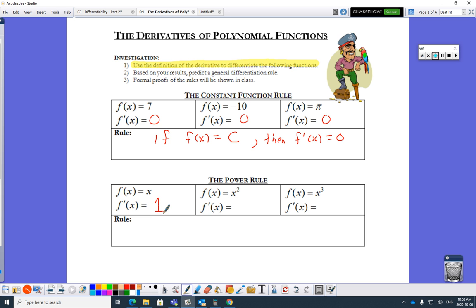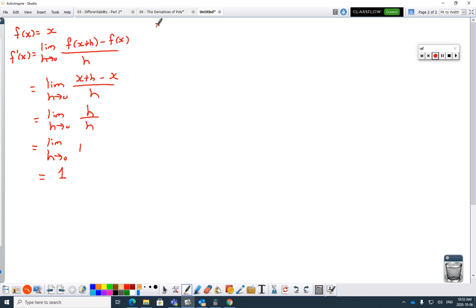What's the slope of the line y equals x? 1. It's always 1, all right? So what, I can just memorize that now? Well, yeah, you can. But don't make any grand conclusions just yet. I'm going to go after simple x squared now. f of x equals x squared.